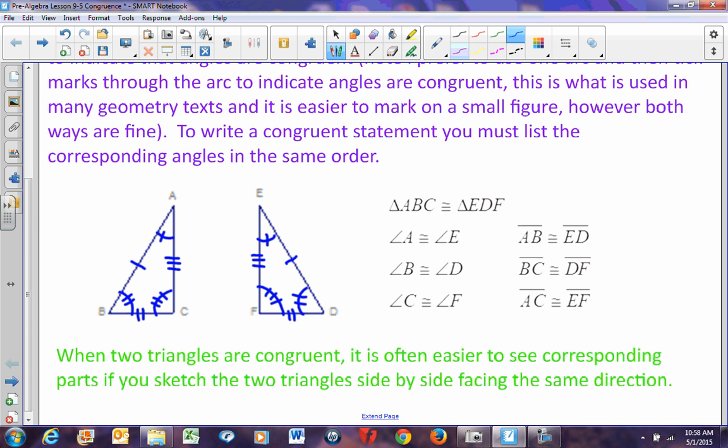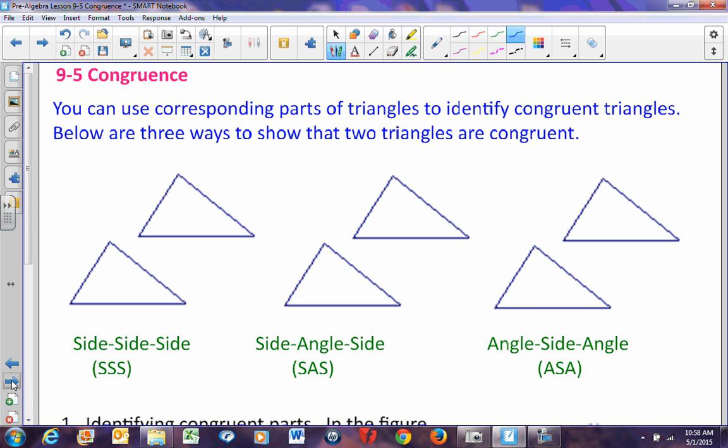Now, when two triangles are congruent, it is often easier to see their corresponding parts if you sketch the two triangles side by side facing the same direction. That's just a big hint that makes it a little bit easier to figure out what you're doing. Okay, you can use corresponding parts of triangles to identify congruent triangles.